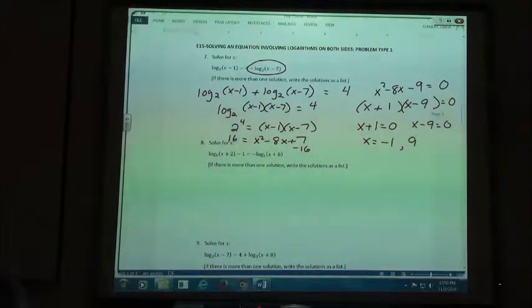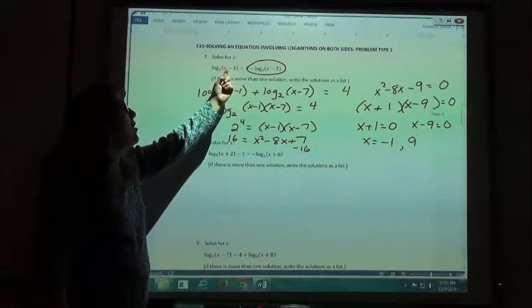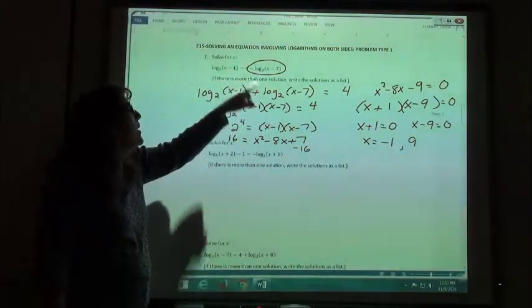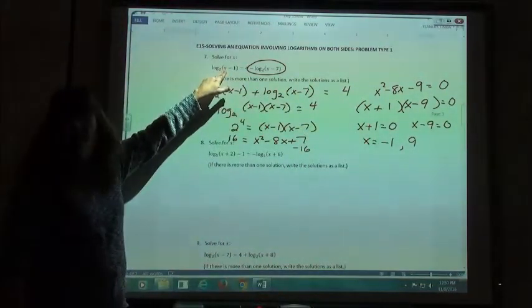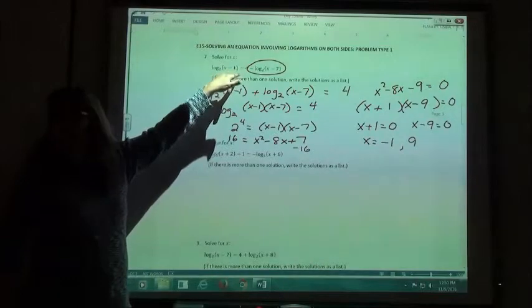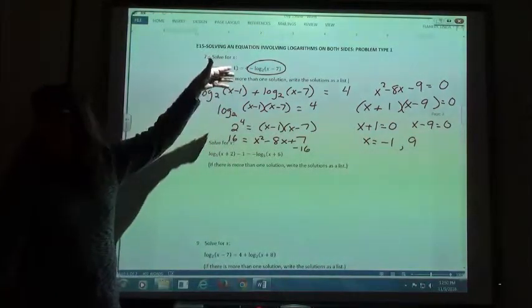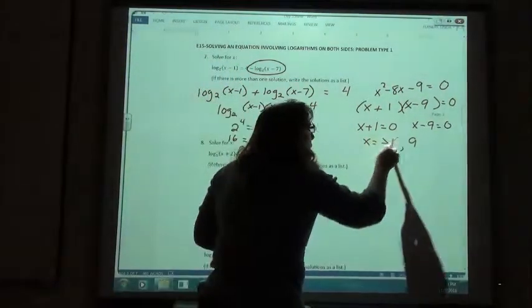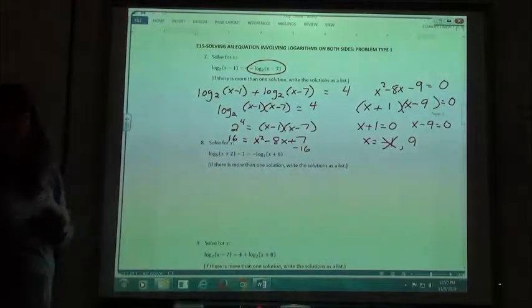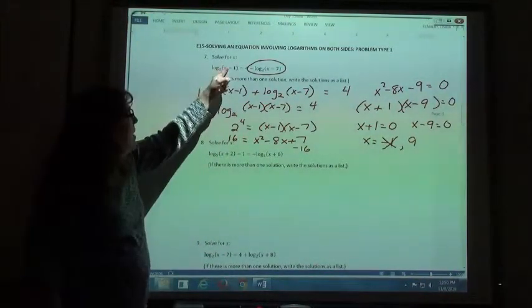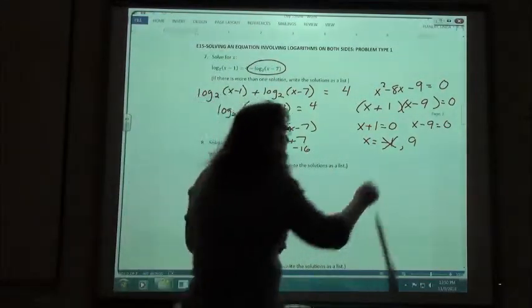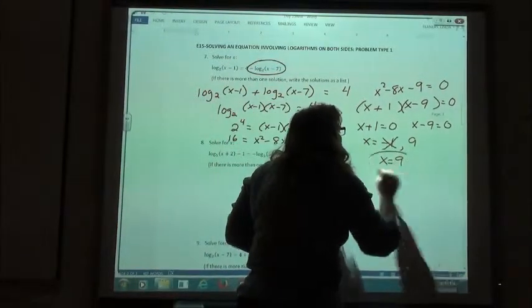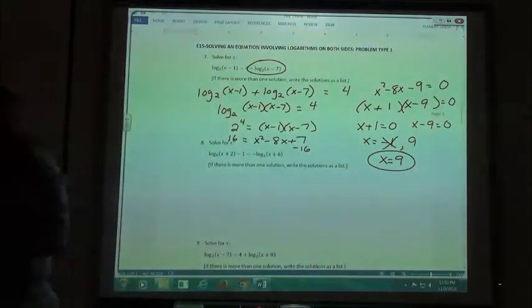Now, same thing with my logarithms. I can't do the log of 0 or a negative number, so I do need to check both of those. If I would substitute a negative 1 in here, negative 1 minus 1 is negative 2. I can't do the log of a negative 2, so I can't include that in my answers. 9 minus 1 is 8, that's okay. 9 minus 7, that's okay, so the 9's going to work. So I'm just going to put in the answer x equals 9.